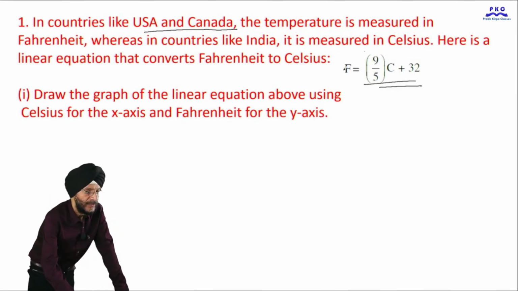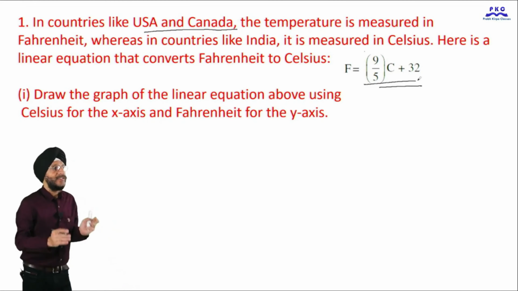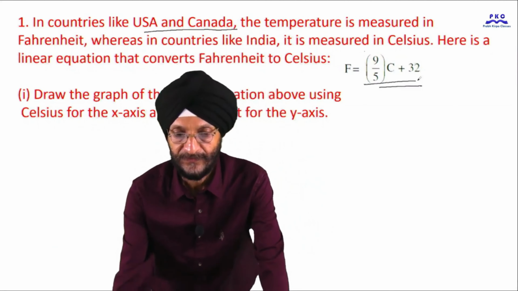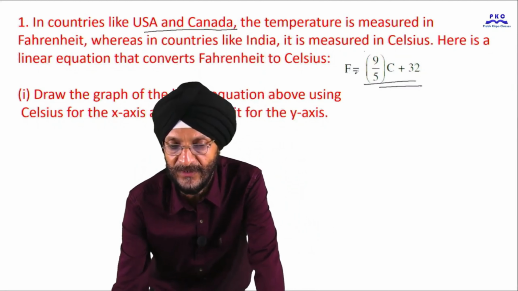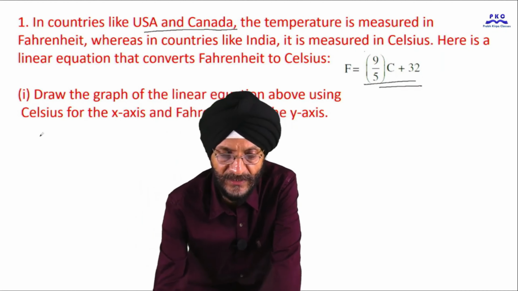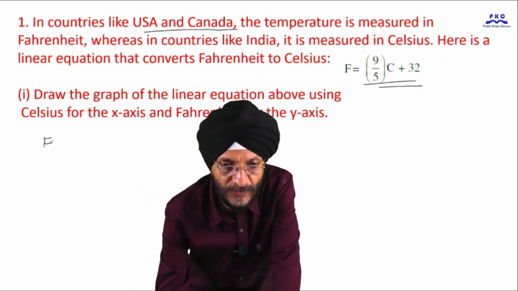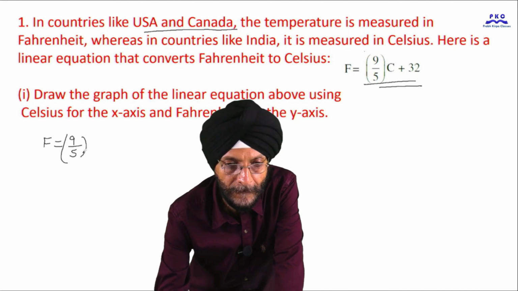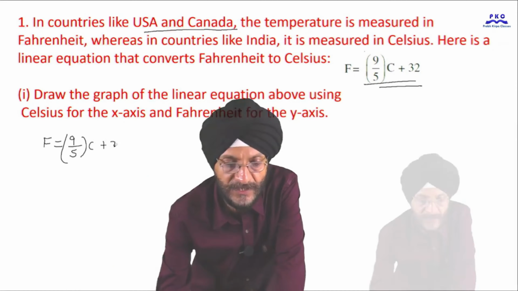Here, this equation is a linear equation in 2 variables. This is the first variable f, this is the second variable c. We will write this equation here because we are to start the answer. F = 9/5 C plus 32.